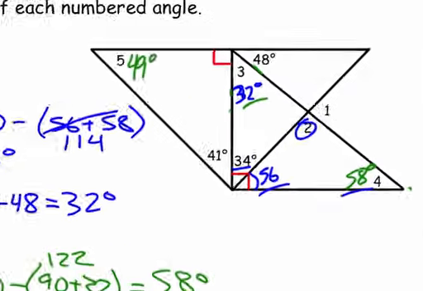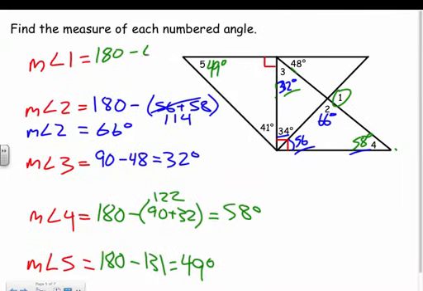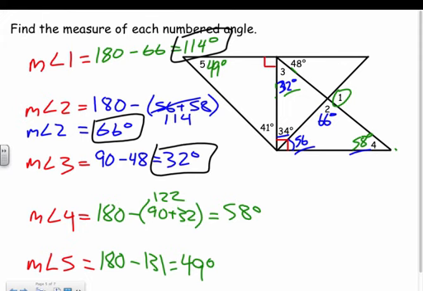And lastly, now I can find angle 1. Because angle 2 is 66, and these guys make a straight line, angle 2 and angle 1, I know that they add up to 180. So I can subtract 66 from 180, which gives me 114 degrees. So I've got all my answers: angle 1, angle 2, angle 3, angle 4, angle 5.